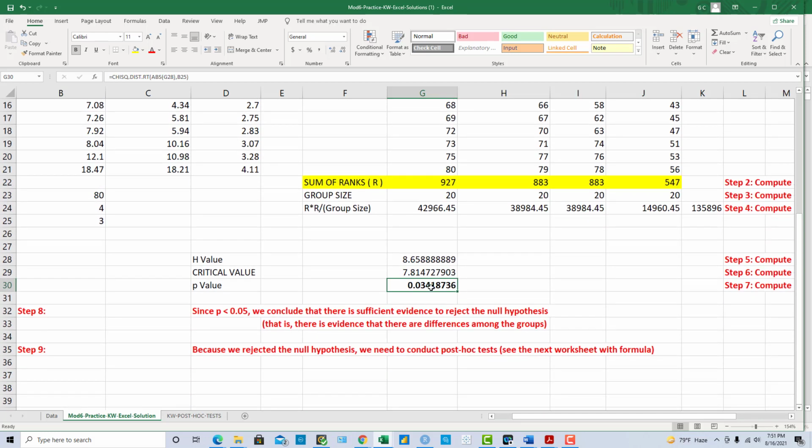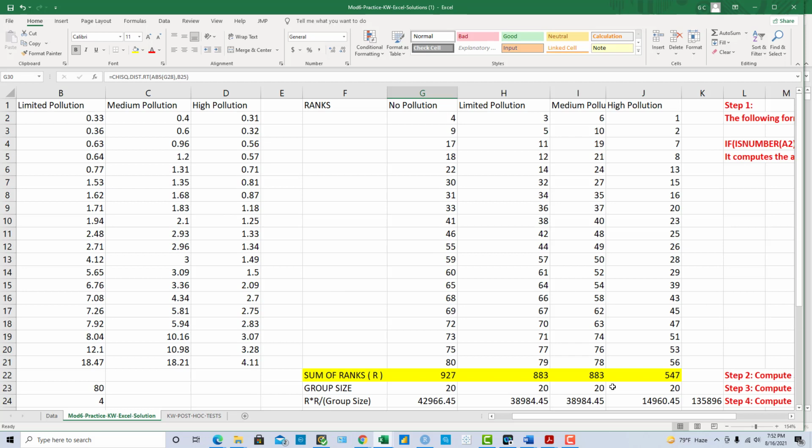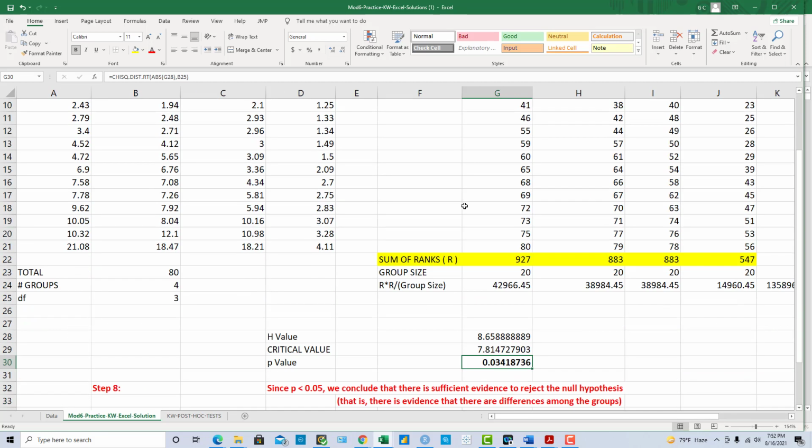And this P value is the one that we use to either accept the null hypothesis or reject the null hypothesis. In this case, since the P value is less than 0.05, we conclude that there is sufficient evidence to reject the null hypothesis. That is, that the happiness does vary. There is statistically significant evidence that the happiness does vary by the amount of pollution among these four groups.